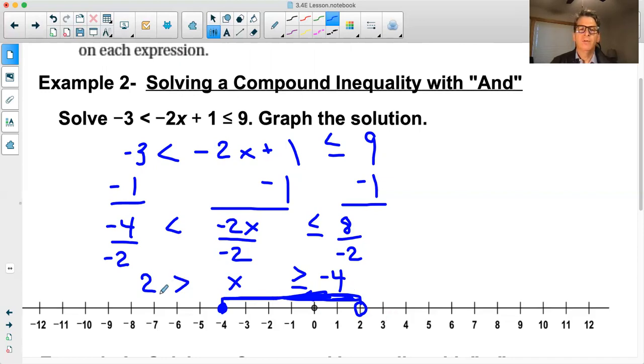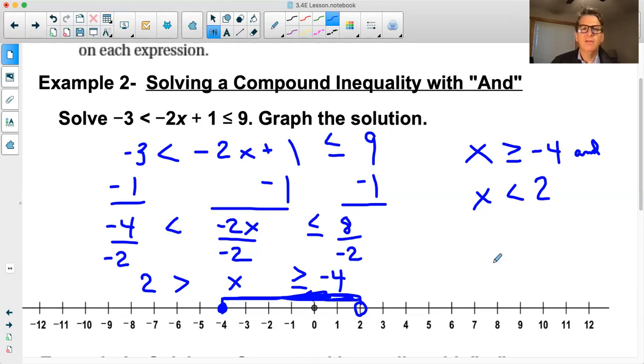Now, you could work with this when you're trying to identify it a little bit better. You could write it as x is greater than or equal to -4, and x is less than 2. And that would be example 2.